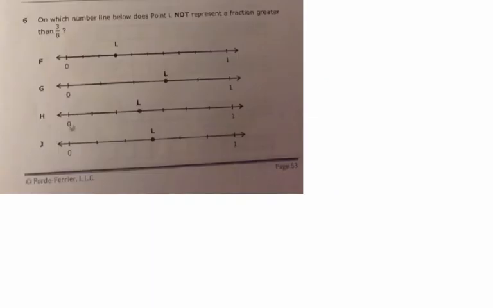So the first one I'm going to go over with you, just to help you out, is question number 6, which will show up as 16 on the quiz. So the question reads, on which number line below does point L not represent a fraction greater than 3/8? So the first thing you need to do is find the fraction for each of the number lines. So you start counting all the little lines. So this is 1, 2, 3, 4, 5, 6, 7, 8, 9, 10. So my denominator will be 10, and L has the numerator 3.